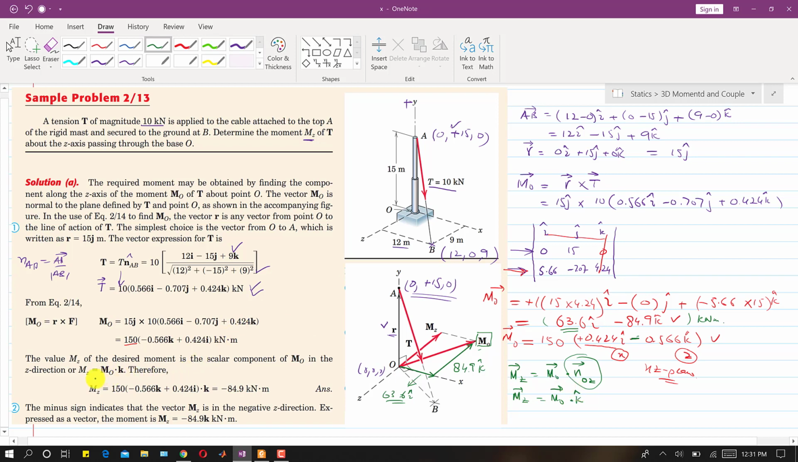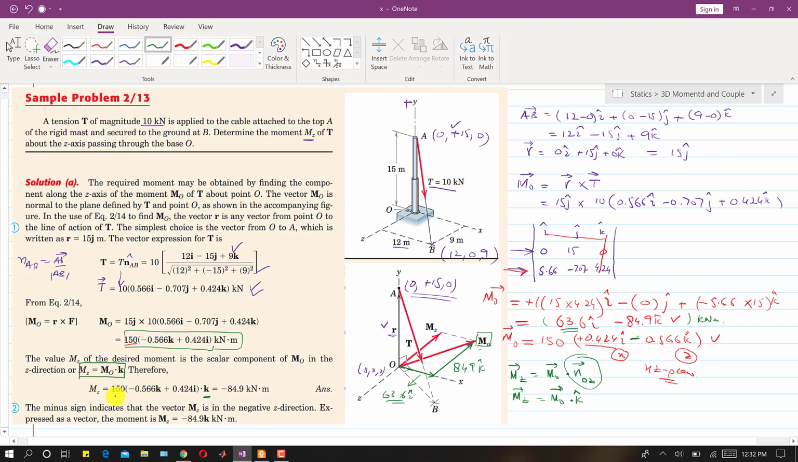So as we can see, Mz is Mo dot k. We need to determine the projection of this Mo along the z-axis. The direction vector of that z-axis is k, right? So I will take the dot product of this Mo with k. Then we will find the projection of that Mo along z, right?